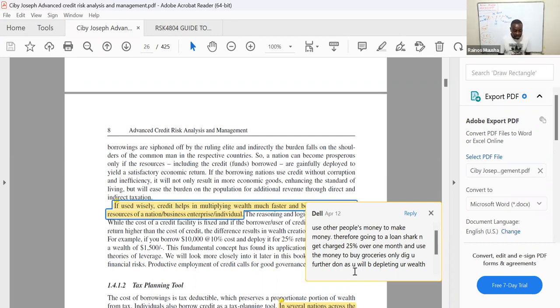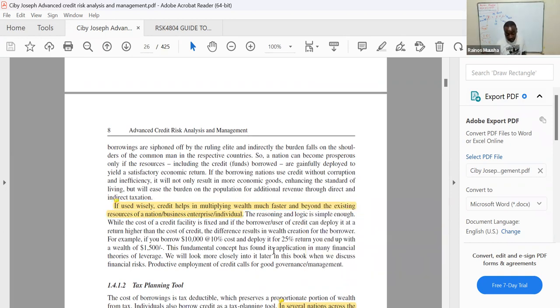So the idea behind credit is that you want to be able to access that source of capital, so that instead of you having to raise that capital yourself to pursue these projects of wealth maximization, you can now also use other people's money to achieve that goal of what? Wealth maximization through the use of credit as well.